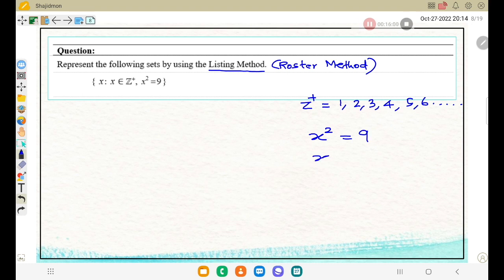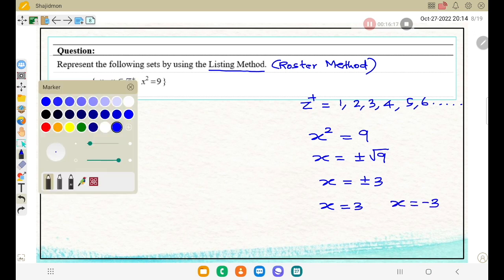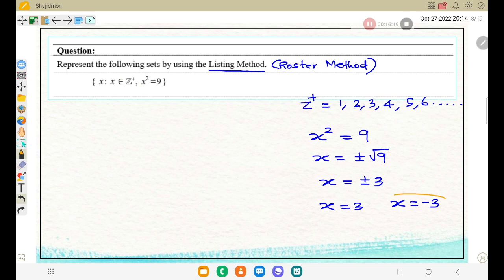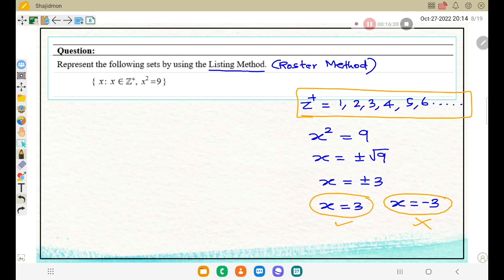X square equal to 9, what is the meaning? X equal to plus or minus root 9, correct? That means what are we getting? Plus or minus root 9 means 3, correct? So what are the X numbers? X equal to 3 and X equal to minus 3, correct? Now when we take X equal to 3 and X equal to minus 3, minus 3 is not a positive integer, correct? Because we need to take only positive integers. So minus 3 is not a positive integer. So what will be the element in this set? X equal to 3, correct?